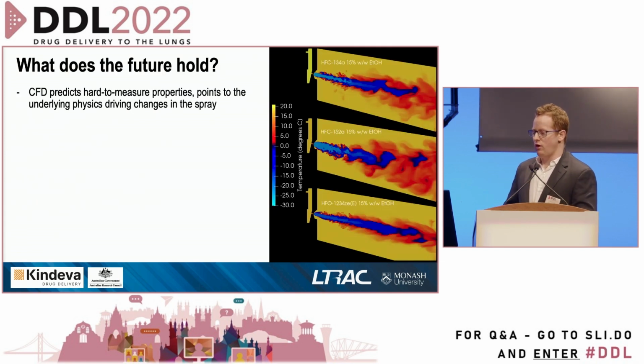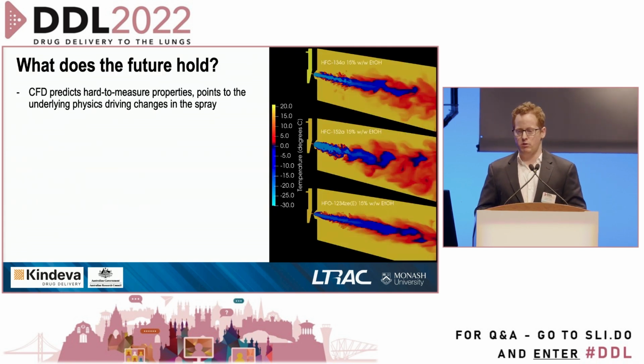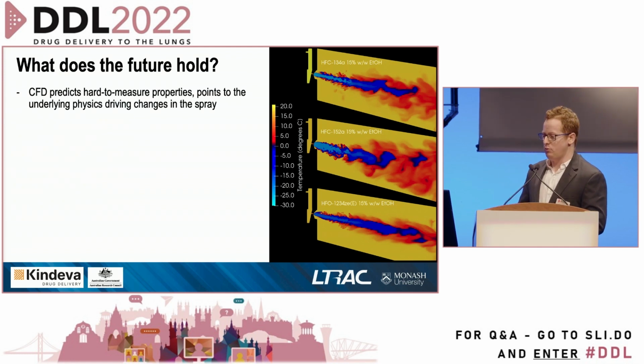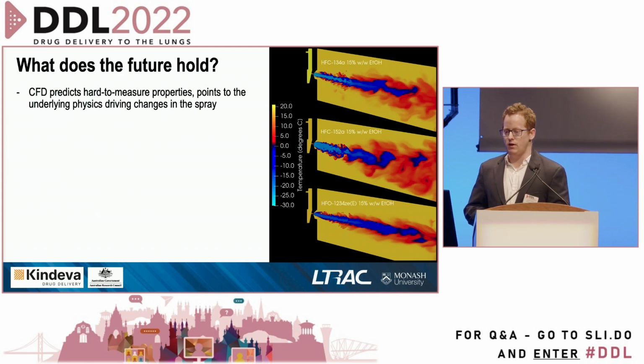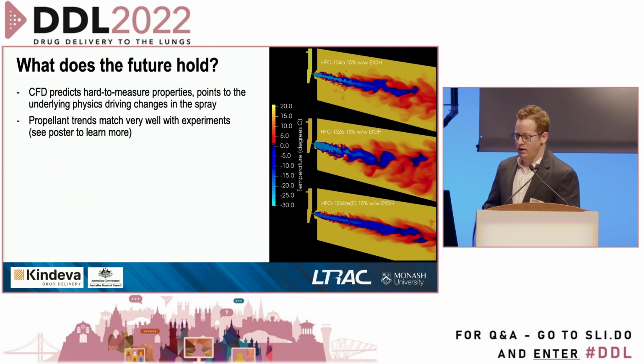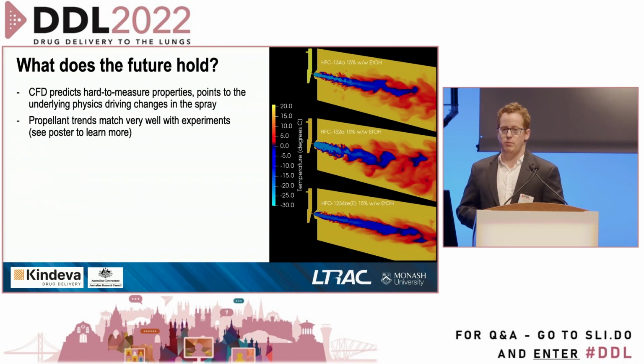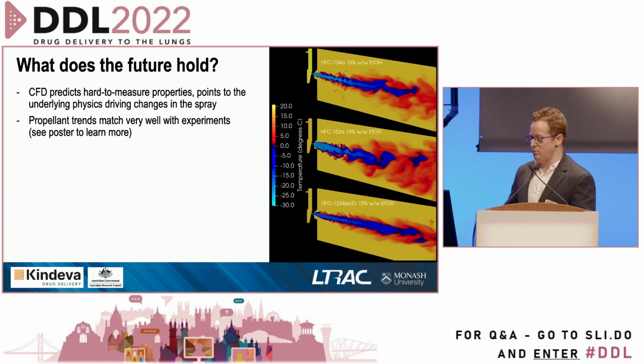So what does the future hold for these sort of computer modelling approaches? Computational fluid dynamics is nice. It can predict some pretty hard to measure properties, and gives you some hints into what the underlying physics are doing inside the aerosol where it's hard to measure. The trends between the new and the old propellants match very well with our experiments, and we have a poster here on the experimental work, and I'd encourage you to come and have a look at it if you want to learn more about the experimental work.